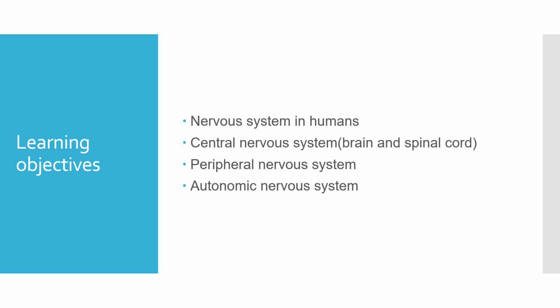So what are the learning objectives of today's lesson? Today we are going to study the nervous system in humans, that is, the parts of the nervous system of humans: the central nervous system, which includes the brain and the spinal cord, the peripheral nervous system, and the autonomic nervous system.